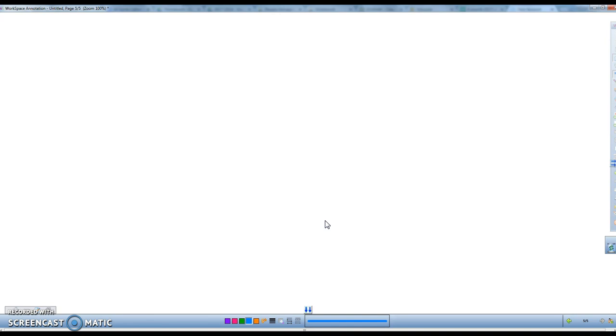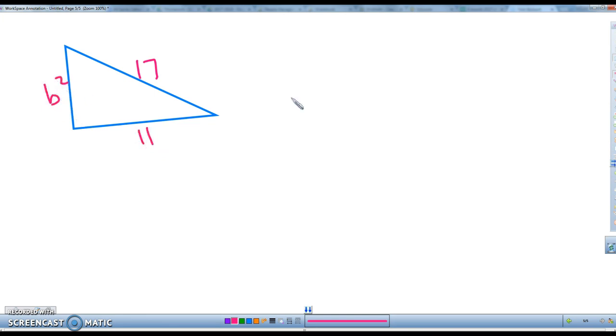So let's try this on your own. I'm going to give you a triangle. I will tell you the hypotenuse and one of the sides. You tell me what the third side is. So we'll start with C is 17, this is 11, and we'll call this one B squared. Okay? So go ahead and try that one on your own.